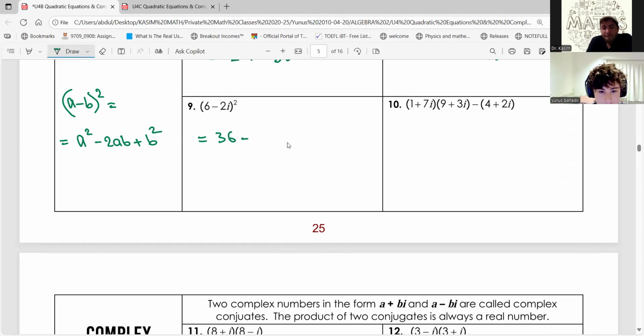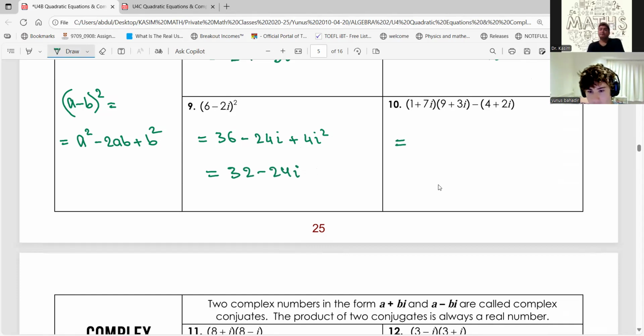36 minus 2ab, so this is 24i, because 2 times 6 times 4 is 48, no, 24i. Plus 4i squared. Now simplify. So 32 minus 24i.